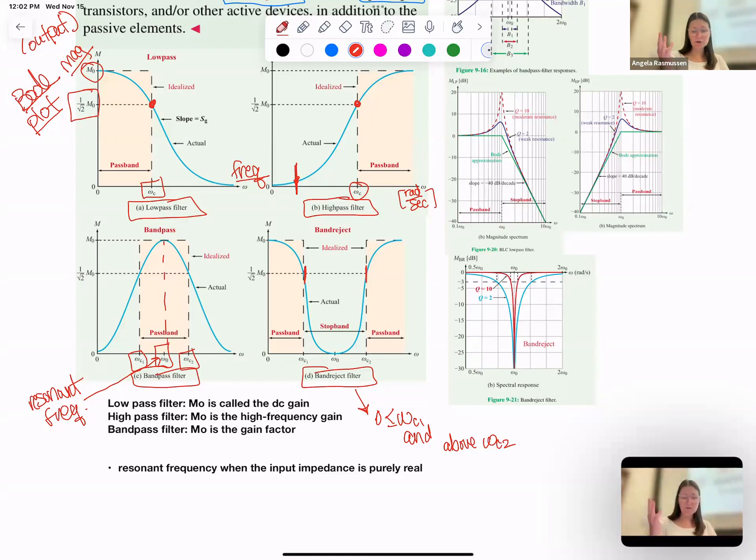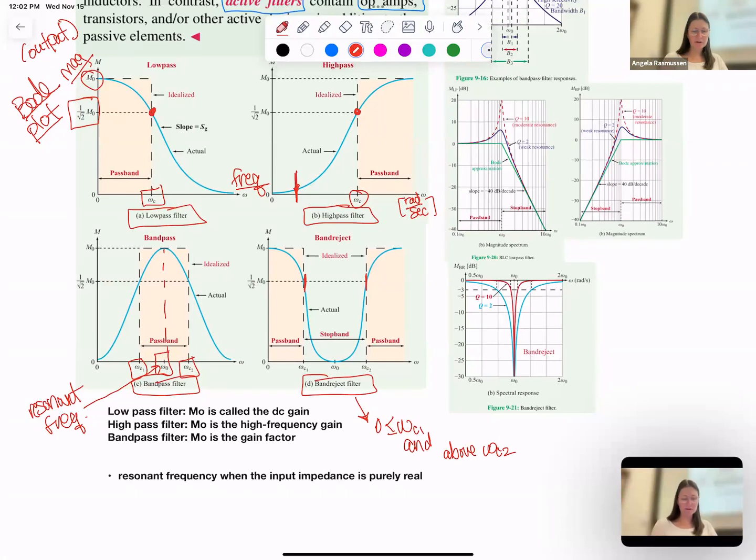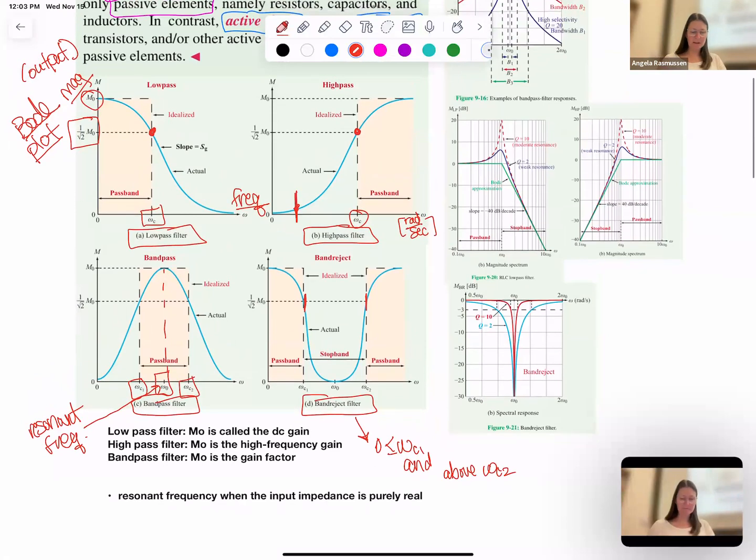All right, so those 4 terms. And then for a low pass filter, M naught is considered the DC gain of that circuit. For a high pass filter, M naught is the high frequency gain. And then for the band pass, M naught is the gain factor. So those are all the same name for different filter types. And all they mean is the maximum amplitude that you get out.